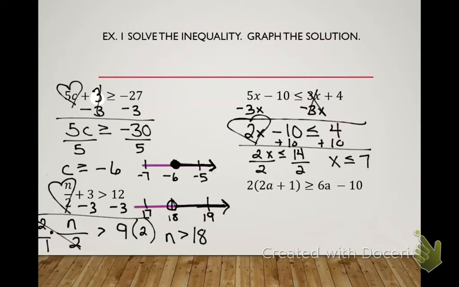All right, so on your number line, did you do open or closed dot? Closed. And which way did your arrow go? To the left. Okay. What do you see that's different about the last one?